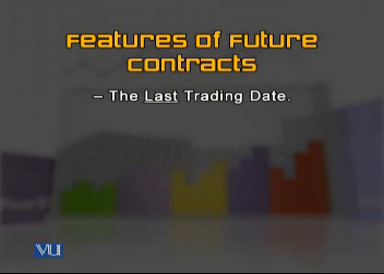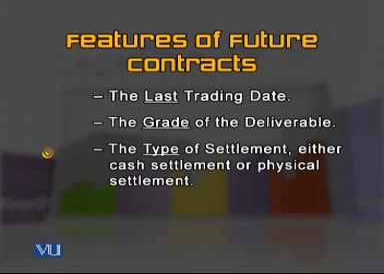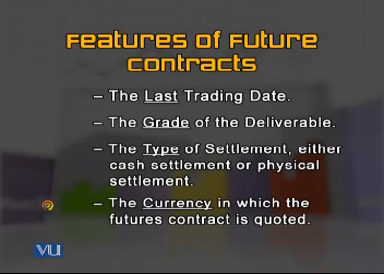There's going to be a last trading day. Sometimes here we have Friday being the last trading day of the current month. We can then also talk about the grade of deliverables, whether it's 24 karat gold or 22 karat gold. Is it crude Brent oil or any other kind of oil? We can talk about types of settlements, whether it's going to be cash settled or physically settled. We can also determine the currency in which the futures contract is being quoted. So the variations are large.